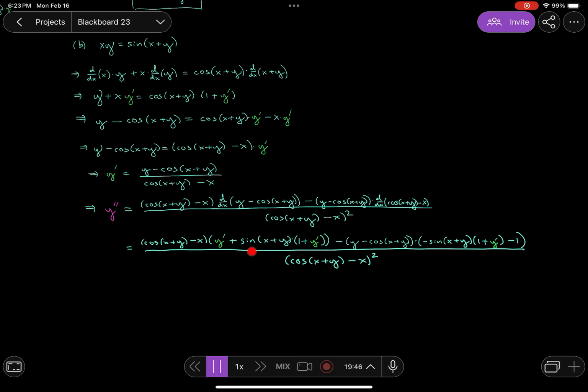Notice this. I have sine of x plus y here, and I have sine of x plus y right here. But I think we have another name for the sine of x plus y, and that's x times y. Oh, wow. Okay, so there is definitely something that can change.